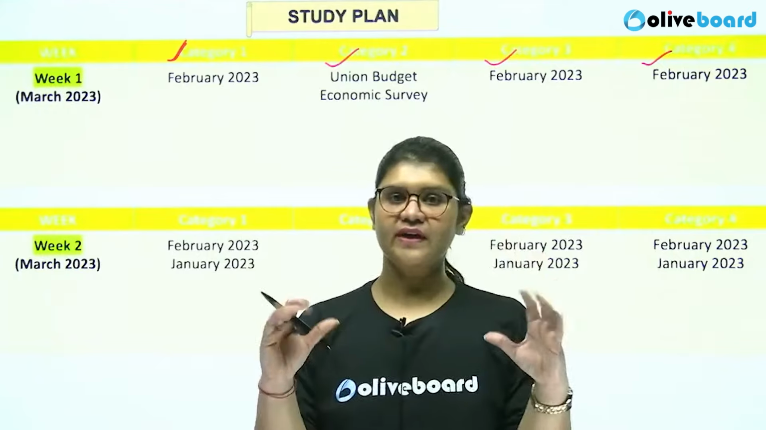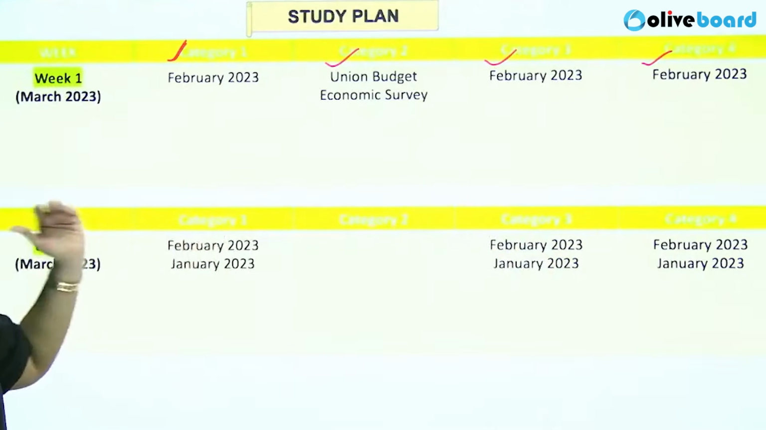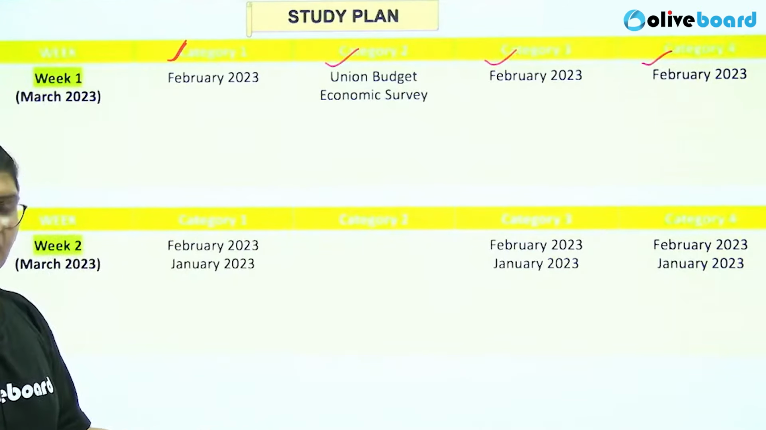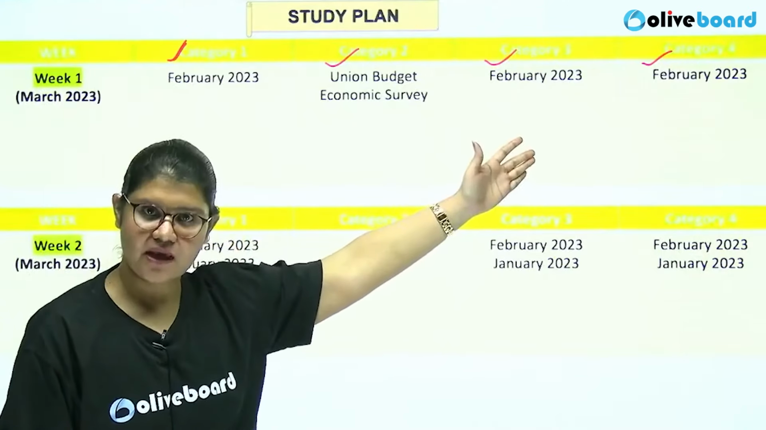Understand one thing, if you see the study plan here, which is quite visible, it talks about 4 categories, and in the coming section, I'm going to be talking about what these 4 categories are.